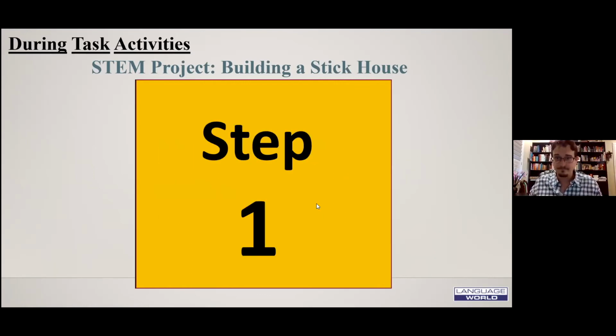Step 1. I hope you are ready. Place 4 toothpicks in a square shape. So again, if you have your toothpicks in front of you, please follow those directions. Place 4 toothpicks in a square shape. If you don't have them, picture in your head what that would look like.